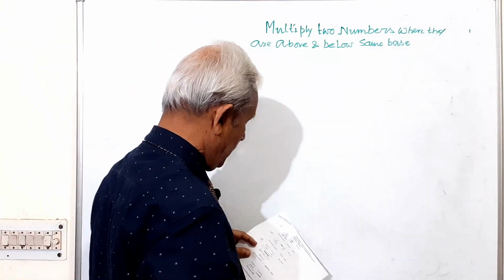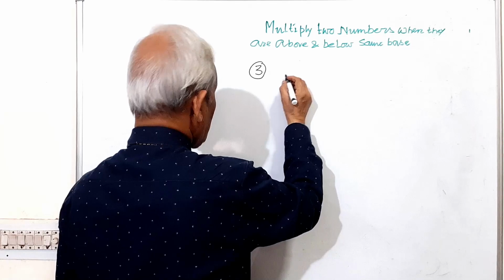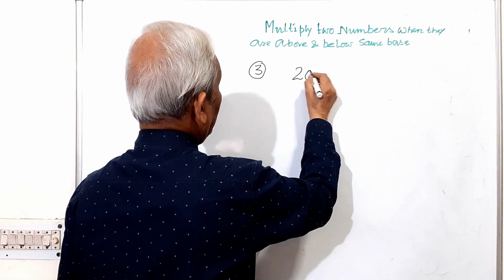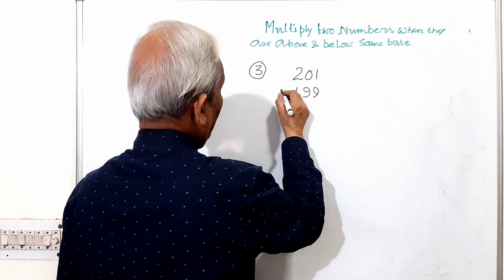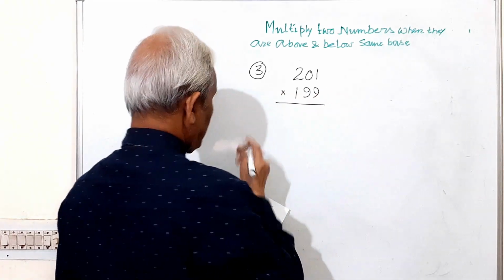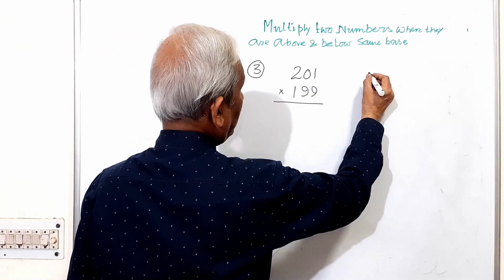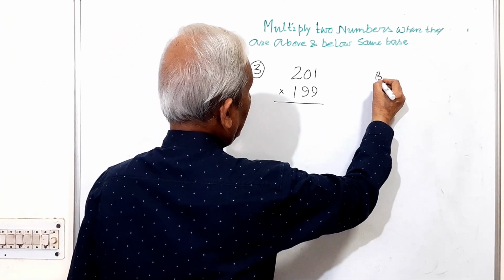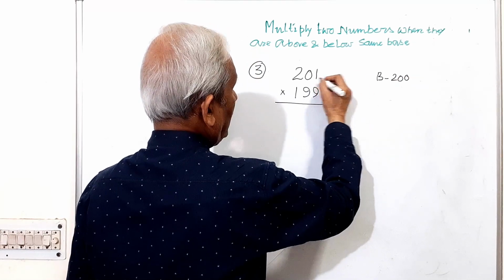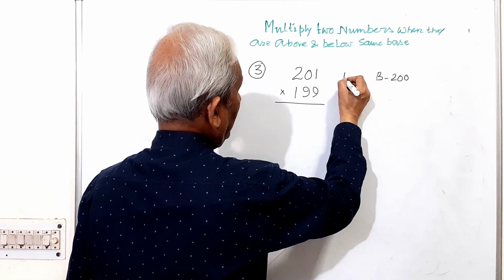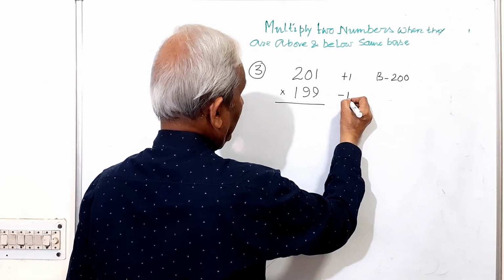The third question. 201 into 199. Here, as you can see, the base is what? Base is 200. Base is 200. Right? So 201 minus 200 is plus 1. 199 minus 200 is minus 1.